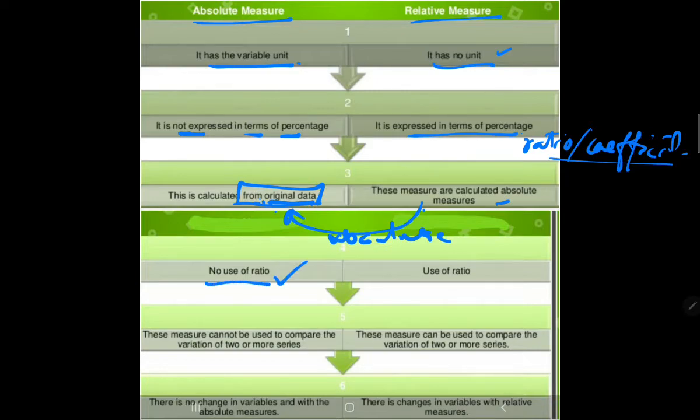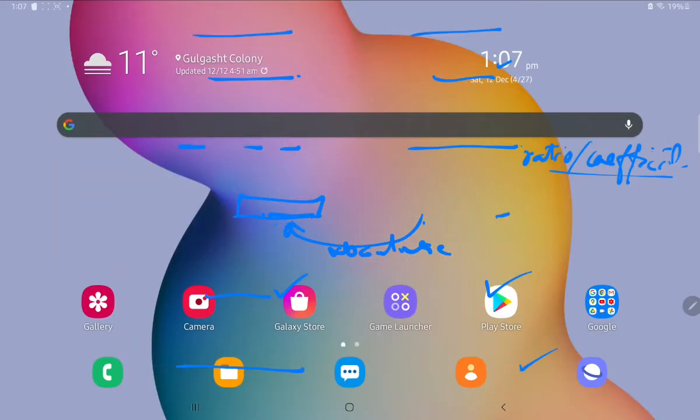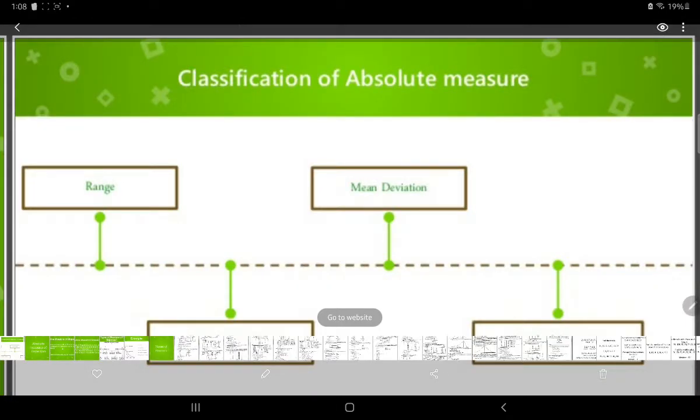This has no use of ratio, and this measure cannot be used to compare the variation of two or more series, while the relative measure can compare the variation of two or more series. There is no change in variation with the absolute measures. Now there is the classification of absolute measures.